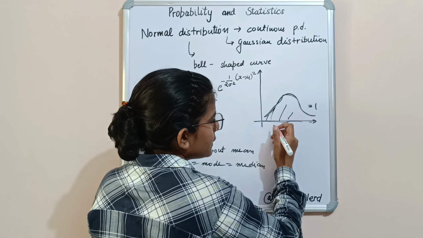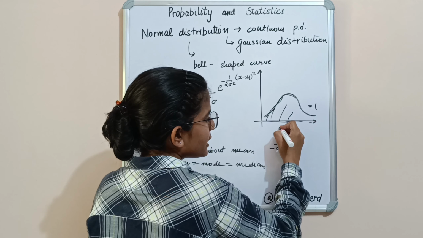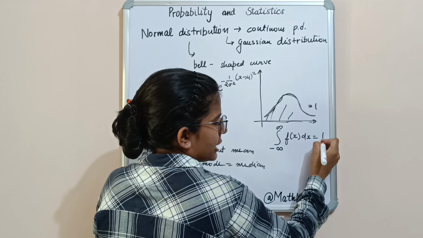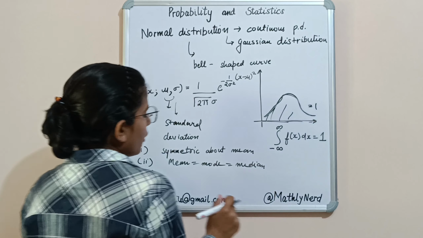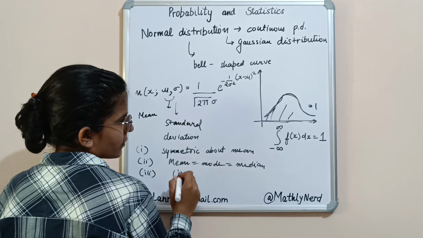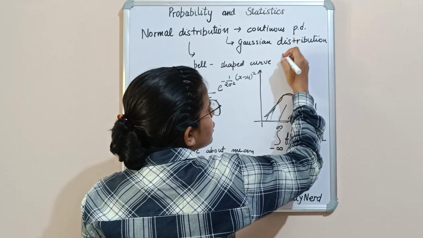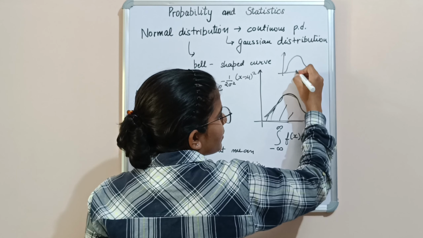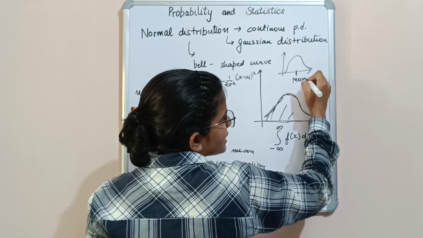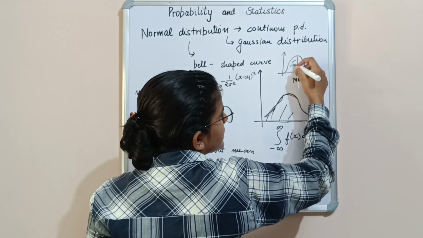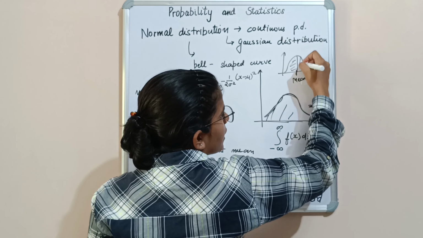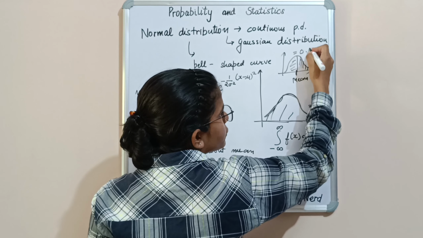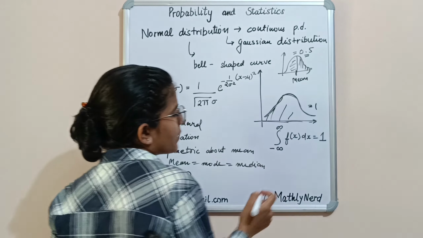to 1. That means integration from minus infinity to infinity of f of x dx equals 1. The fourth property is, as we know, the curve of normal distribution is symmetric about the mean. So if this is the mean value, then this area and the area of this curve are equal, and they equal 0.5.